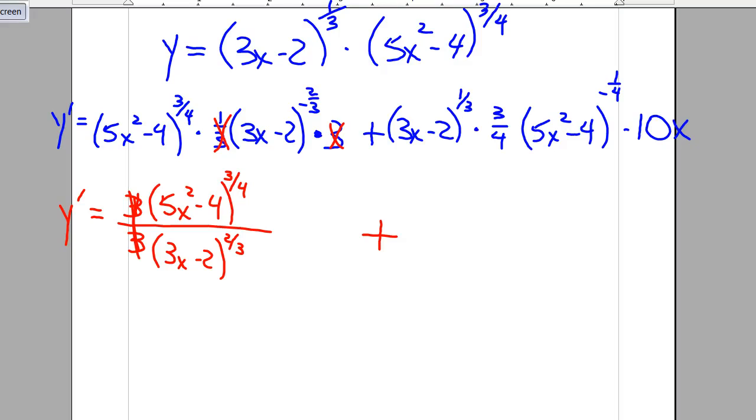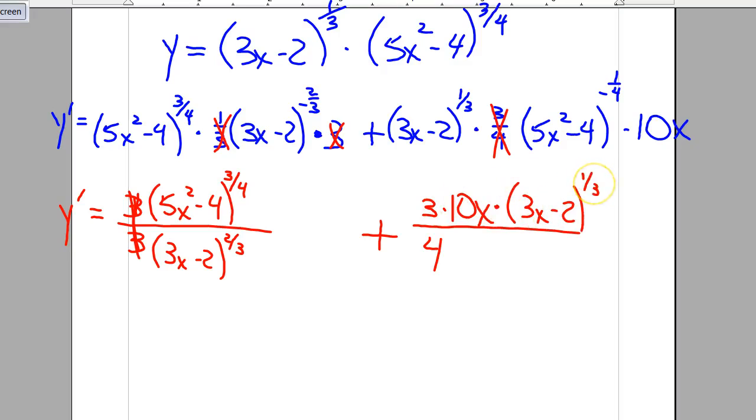Let's go to the other. So again, I'm going to grab that fraction and use that to start my fraction off. We got 10x on the top. I've got a (3x minus 2) to the 1/3 on top. And then I've got this (5x squared minus 4) on the bottom, and now that'll be to the 1/4. You guys with me? Questions on up to there?